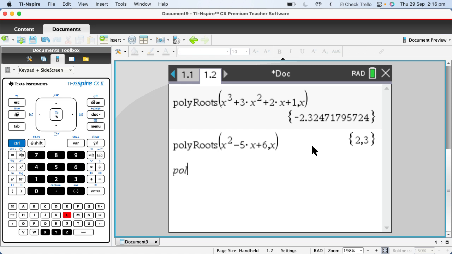Okay? Just to show you, here's where it might be a little bit useful, Siggy. Polyroots, f1 of x. That's where you might save a bit of time by typing in polyroots, because you can then just type in f1 of x for the equation. Yeah. So that's all I want to say there.